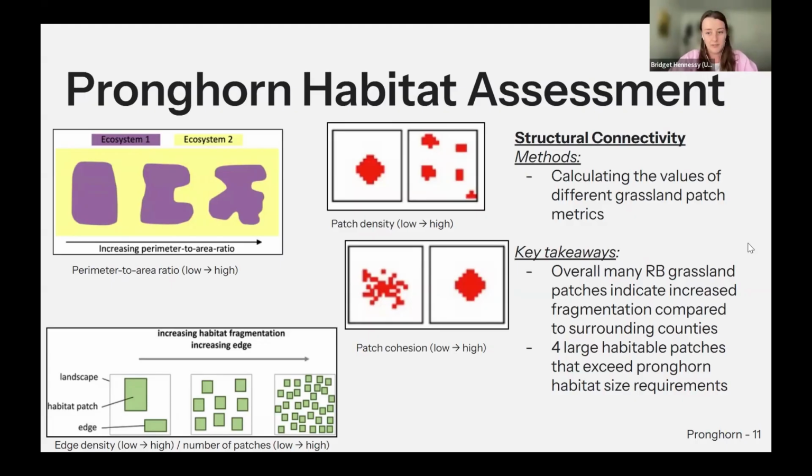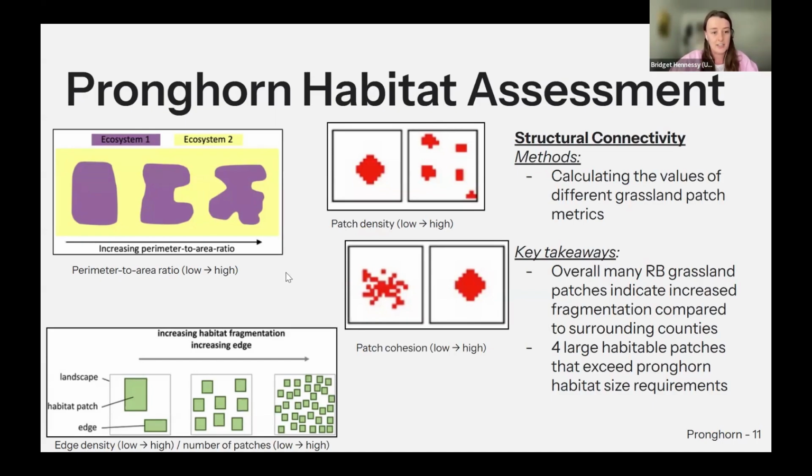And here are some examples of the metrics we looked at. So this purple diagram is showing perimeter to area ratio, which is a comparison of how much perimeter there is to the patch's area. A lower ratio is better because it means that the patch is regularly shaped and hasn't been experiencing loss of habitat or fragmentation.